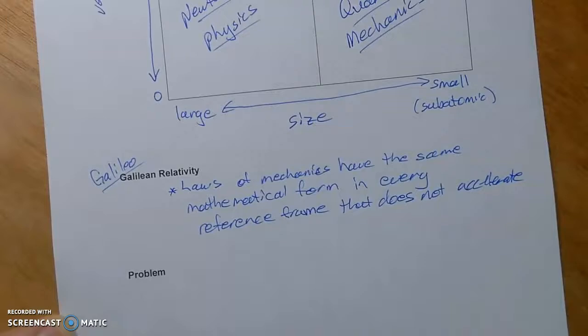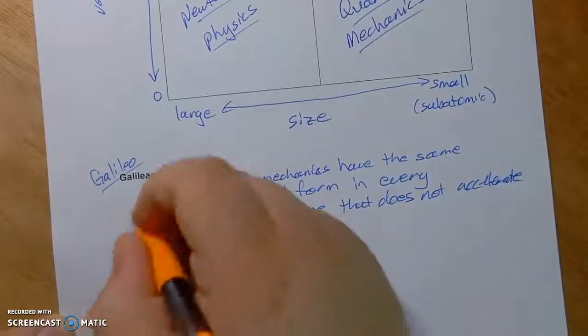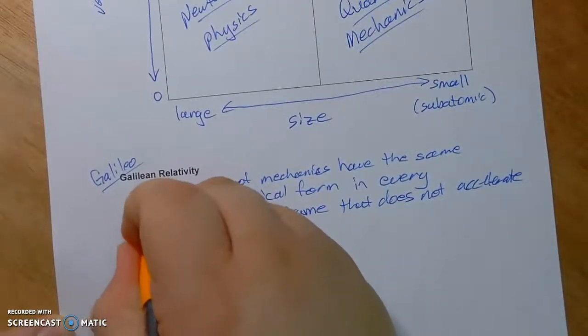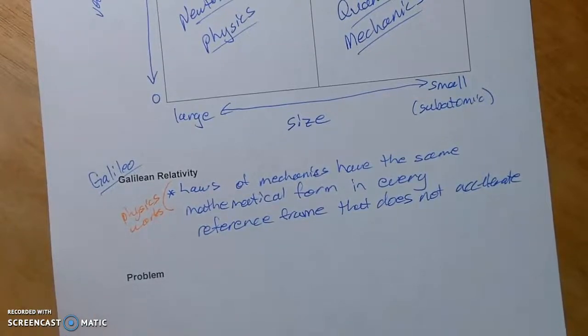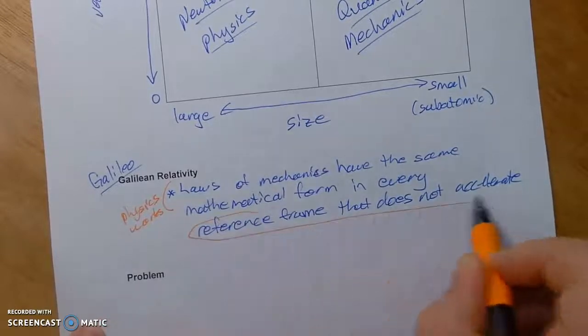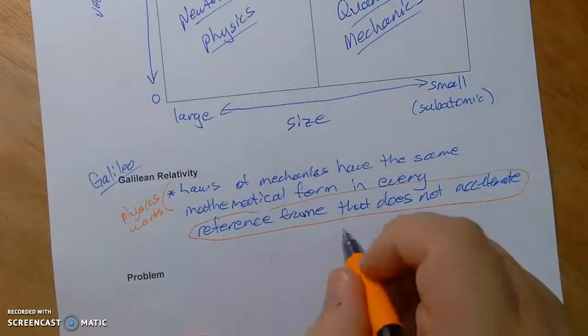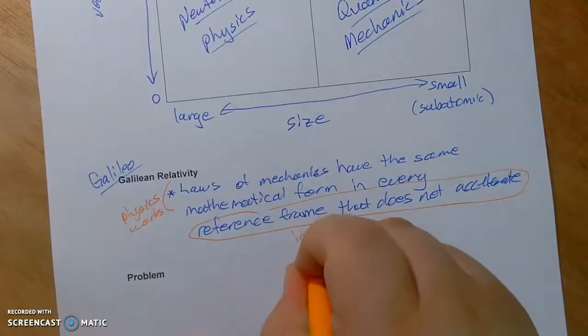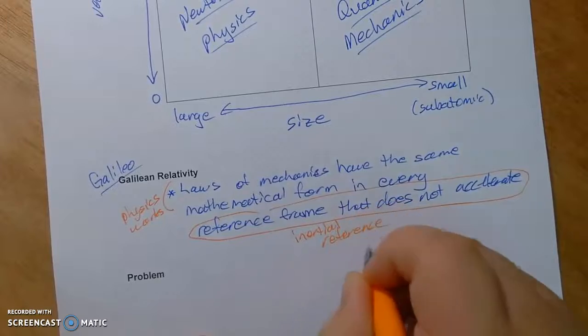So what does that mean? Well, the laws of mechanics having the same mathematical form is saying that physics works. All of our formulas, all of our theories, all of that stuff works as long as we are in what is called a reference frame that does not accelerate. We give this another name. We call this an inertial reference frame. Just to say it a little bit faster.